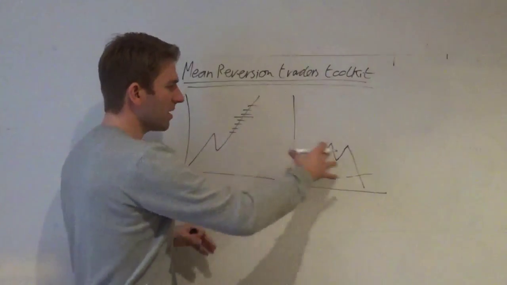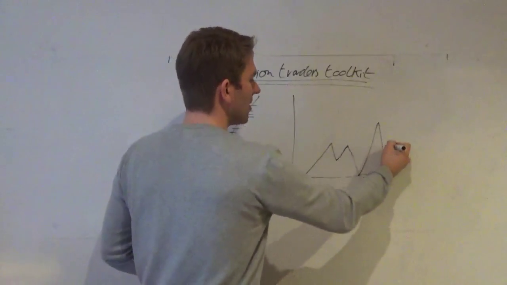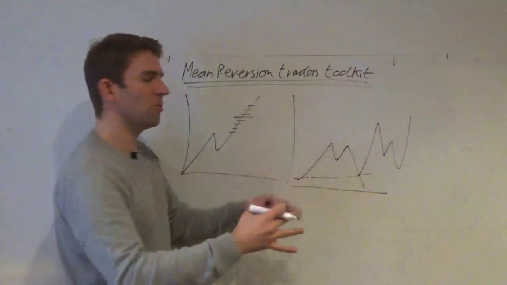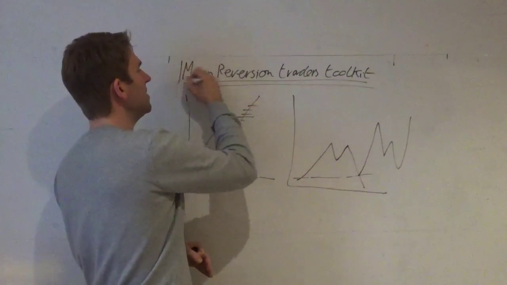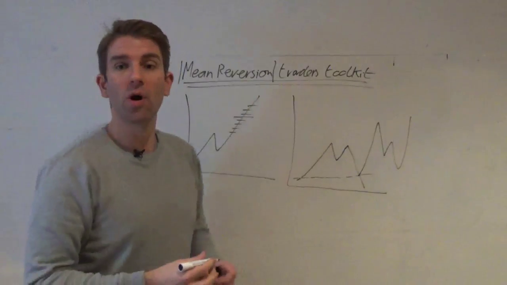But if you're in a range bound environment, you're chopping around, up and down, moving around in this two-way trade, then bolting in a mean reversion strategy works very, very well.